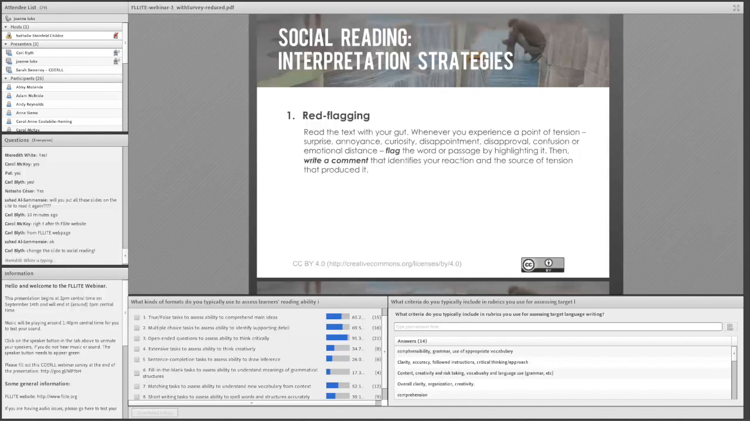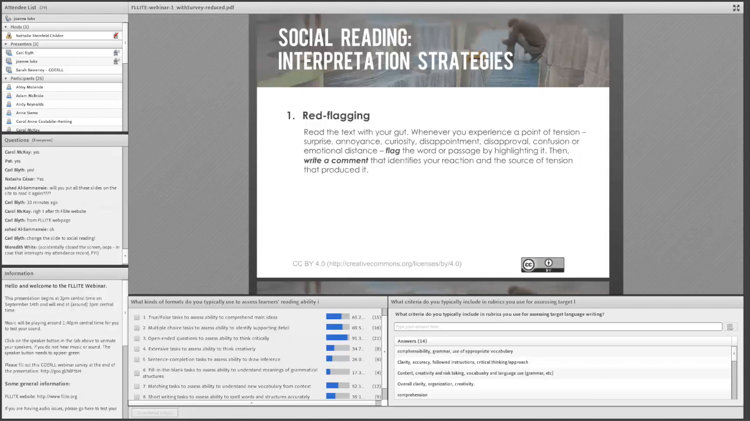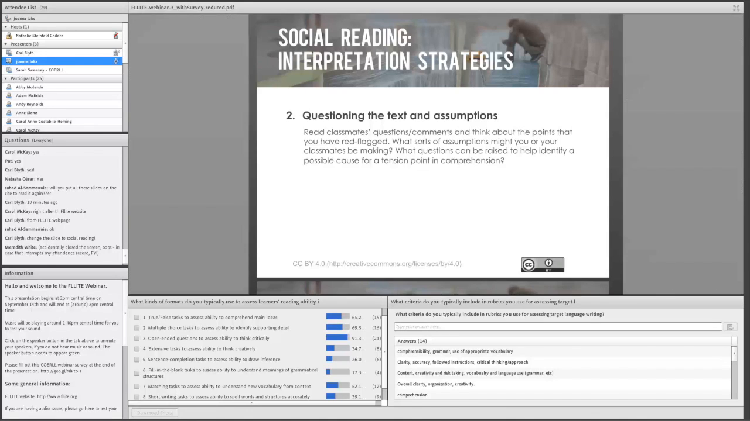So I'm getting here back to the notion of how do we help students to develop more concrete strategies for getting at these moments of conflict, of coming up against another cultural construct. So it's about following your gut. Next, we have questioning the text and assumptions. So students are, as they're reading, red flagging, they're writing comments. So the idea is to ask yourself, not only about your own comments or questions, but reading your classmates, what sort of assumptions might you or your classmates be making? What questions can be raised to help identify a possible cause for a tension point in comprehension?